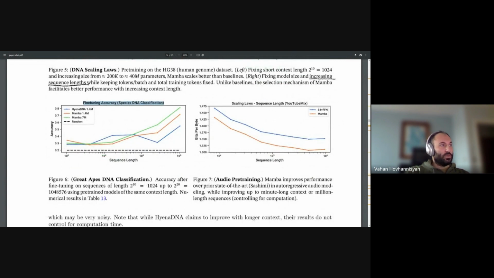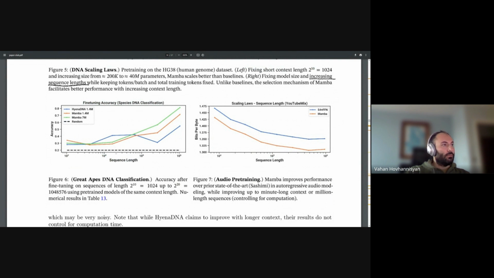Fine-tuning accuracy. So this is actually where they do fine-tune. So you can fine-tune on DNA from different species, right? And then compute accuracy for, I think it's a classification of species using a DNA.